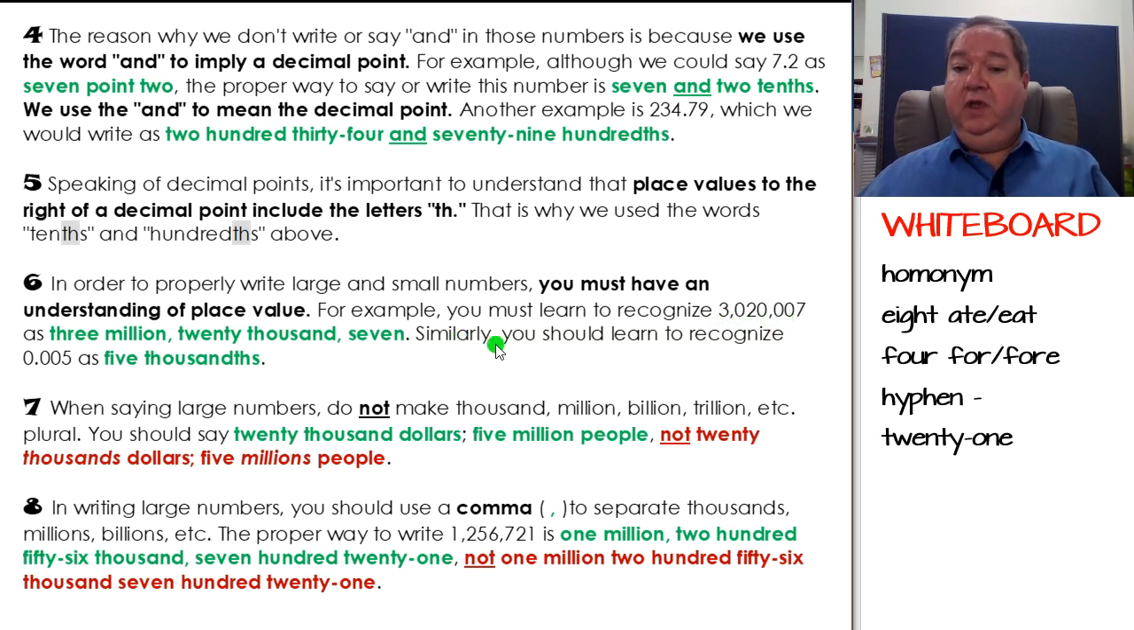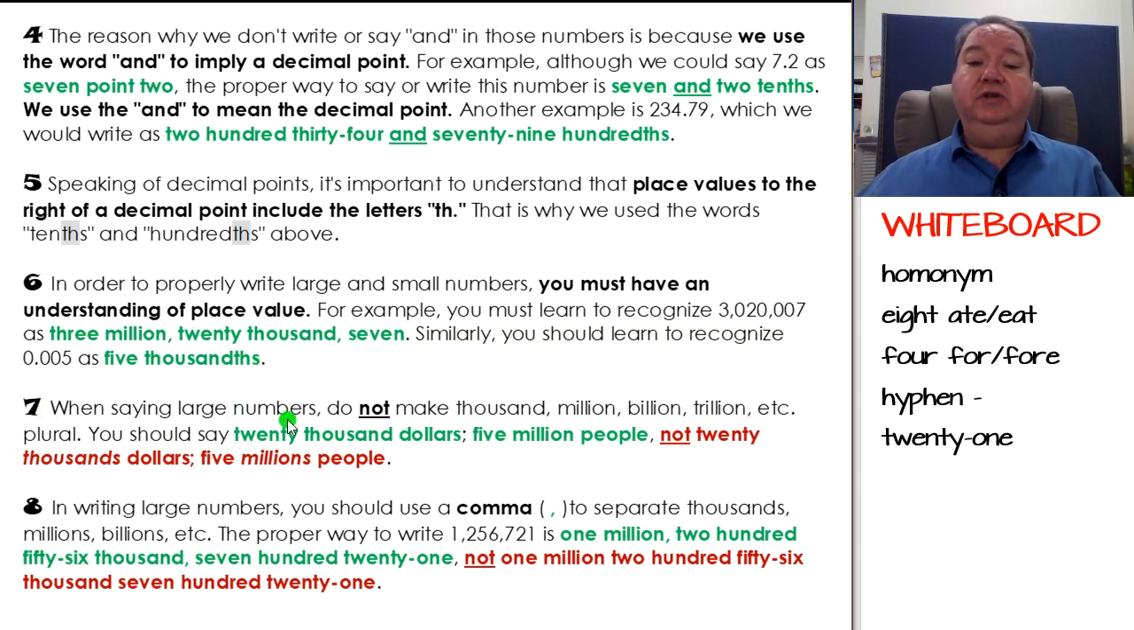Similarly, in the same way, you should learn to recognize 0.005 as "five thousandths." The first place here is tenths, then hundredths, and thousandths. So this is 5 thousandths. Try to say that. Five thousandths. There's a lot of sounds there that you don't really have in Korean: the F, the V, the TH, and the TH. Five thousandths.